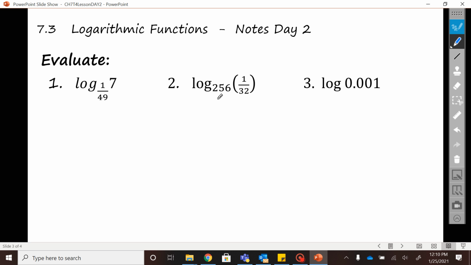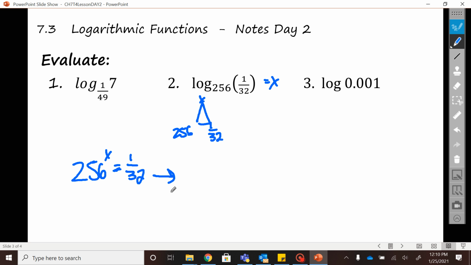Number 2, log base 256 of 1 over 32. All right, so 256, 1 over 32, and I'm trying to figure out what this evaluates to. So I'll say 256 to the x power equals 1 over 32. All right, I need to write these both as powers of 2. So if I write 256 as a power of 2, I think it's 2 to the 8th power. Yes, 2 to the 8th power. So this would be 2 to the 8th.